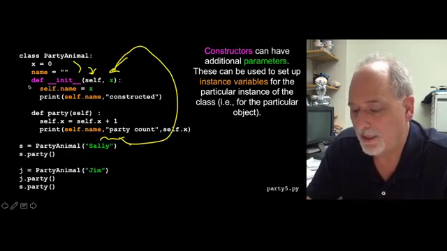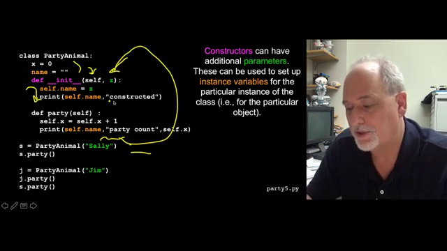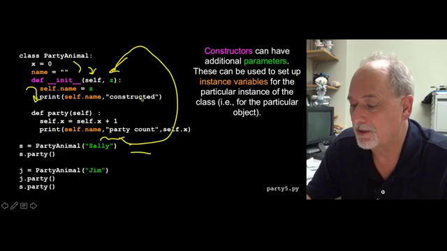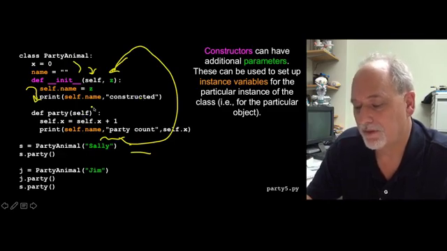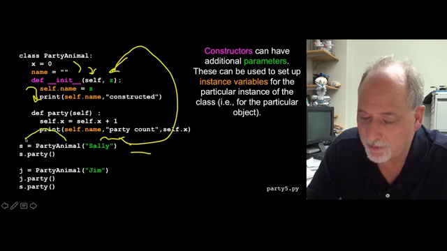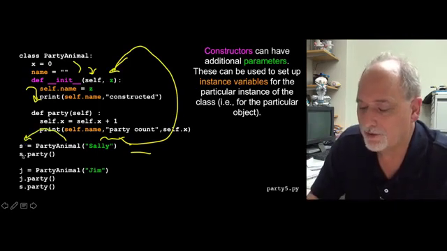And then that means that when we call this constructor, this line of code runs, and then name is no longer blank. Name is going to be Sally in this particular case. And then I'll say, oh, self.name, which will be Sally, has been constructed. And so then that object is now constructed, and we put it in the variable s. And then we call the party method on that, and we construct a different one.